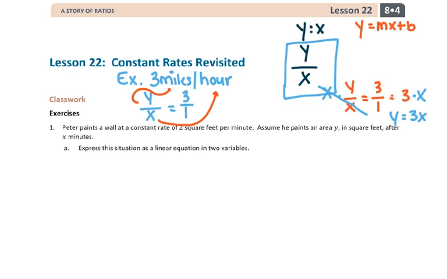So I want to take a look at some exercises because I don't want that to have confused you guys. So let's look at our first exercise here. It says Peter paints a wall at a constant rate of 2 square feet per minute.